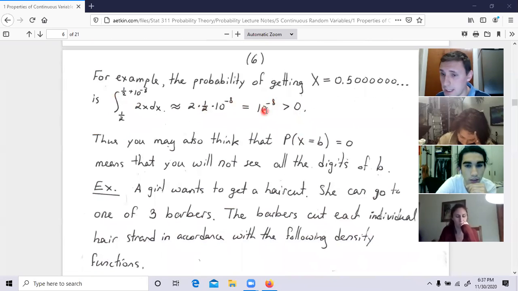So that's bigger than 0. It's very small. 10 to the minus 8 is very unlikely, but it is not a 0 probability. So I will see perhaps numbers between 1/2 and something slightly different from 1/2.